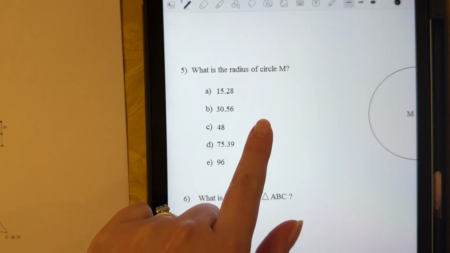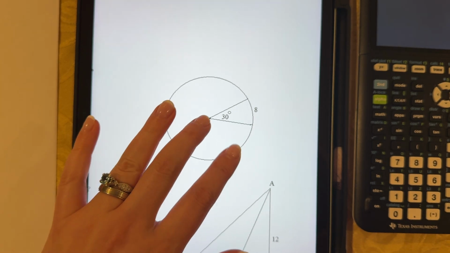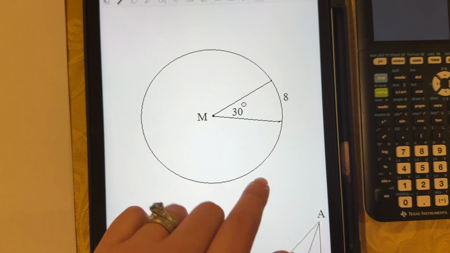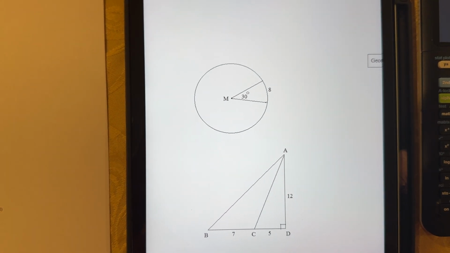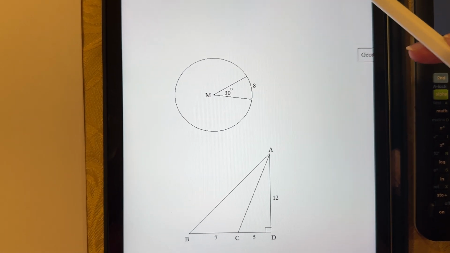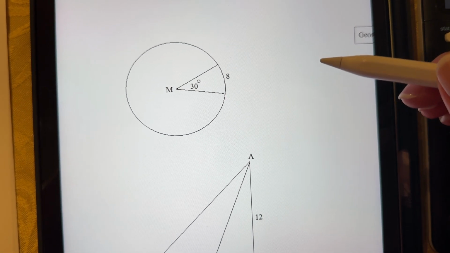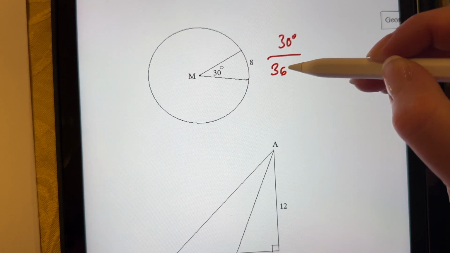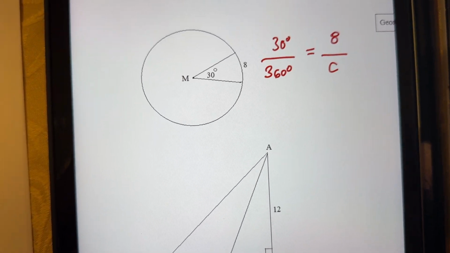The first question, question 5, is asking for the radius of circle M. Here we have a circle. This has an arc of 30 degrees, and it's represented by the value 8. Some of you may recall that a circle has 360 degrees all the way around. So in this case, we're going to set it up as a proportion. 30 degrees out of 360 degrees is equal to 8 over c, which represents our circumference.